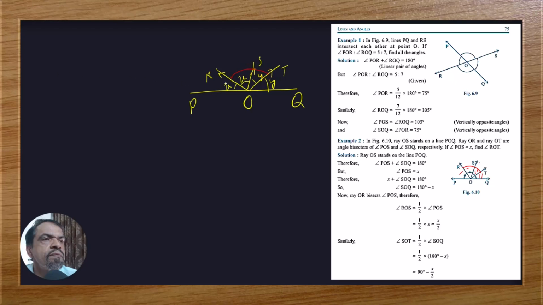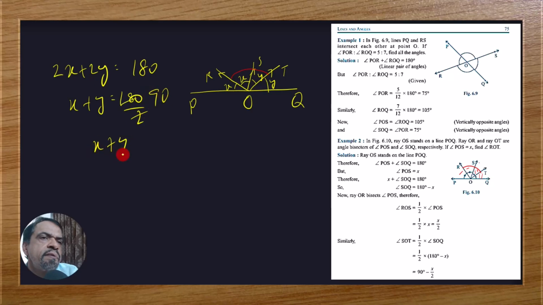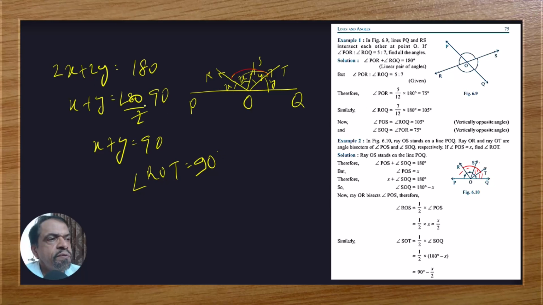Now see, these angles are on a straight line, so the total sum will be 180. 2x plus 2y is equal to 180. So x plus y, 2 will come here, 180 upon 2, so this is 90. x plus y is 90. See this red color, x plus y, so we can write ROT. So very simple, ROT is equal to 90 degrees. So instead of using the given solution, you can practice like this.